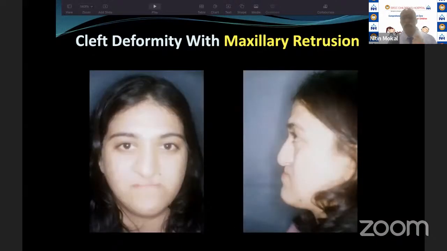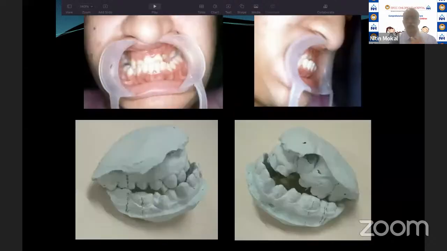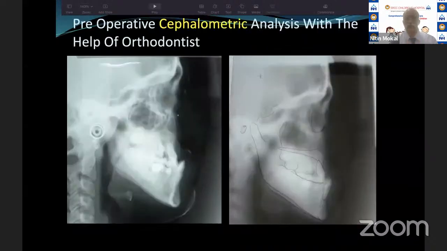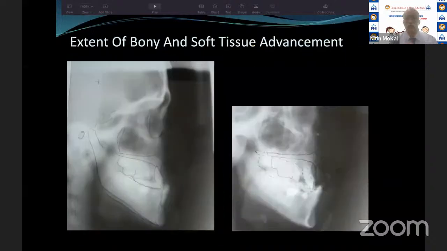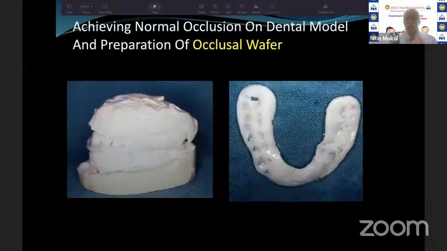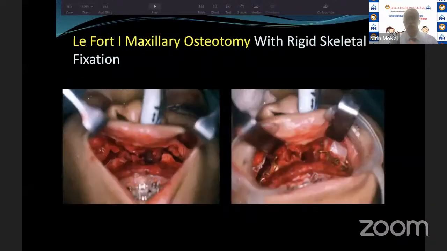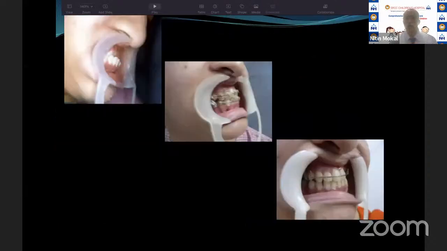Then most of the patients do develop a maxillofacial deformity. You see the patient where the maxilla has gone in and the lower jaw is disproportionately prognathic. So we do an osteotomy of the maxilla after planning with the help of an orthodontic colleague. We make the occlusal wafer and bring the maxilla forward. This is the occlusal wafer used for intraop monitoring. Intraop, we do the osteotomy and fix the maxilla with plates and screws. And this is the profile we achieve.